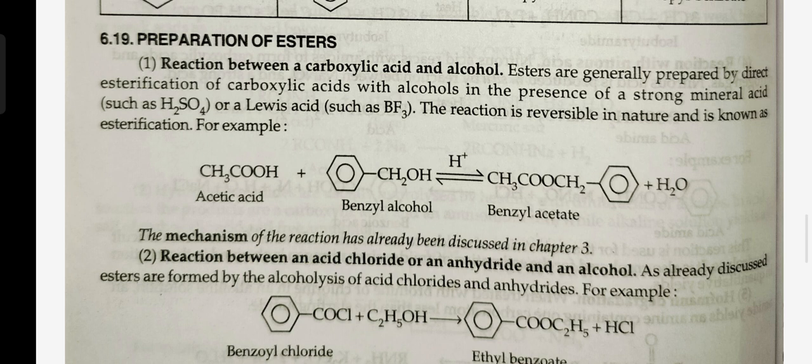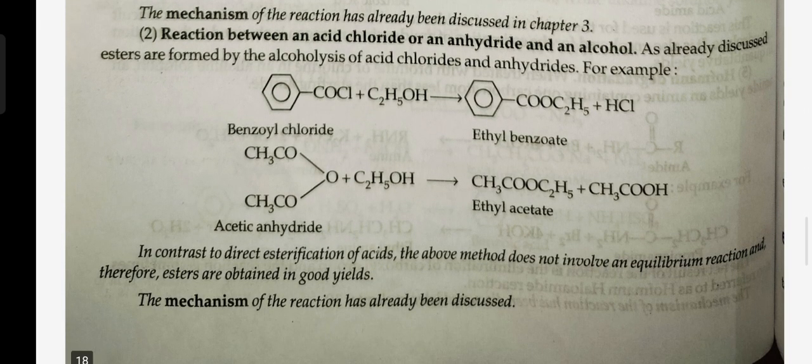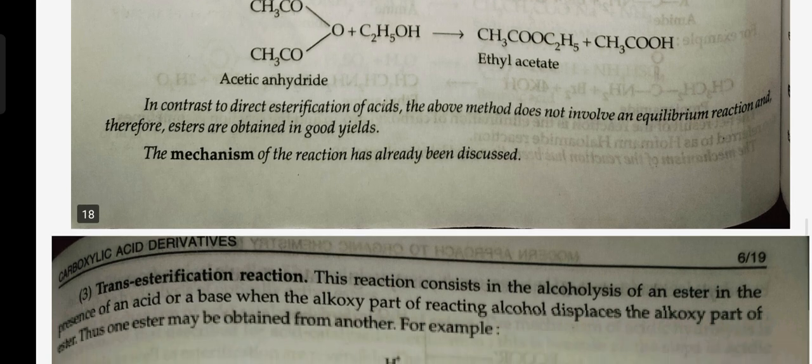Second, reaction between an acid chloride or an acid anhydride and an alcohol. As already discussed, esters are formed by alcoholysis of acid chloride and anhydride. For example, benzoyl chloride plus ethanol gives ethyl benzoate. In contrast to direct esterification of acid, this method does not involve an equilibrium reaction and therefore esters are obtained in good yield. The mechanism of the reaction has been discussed.